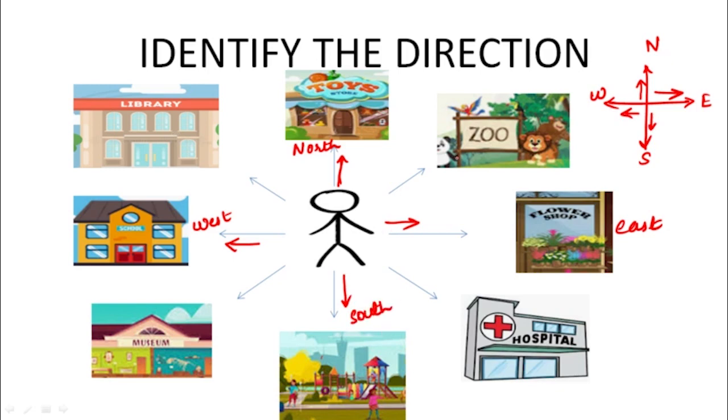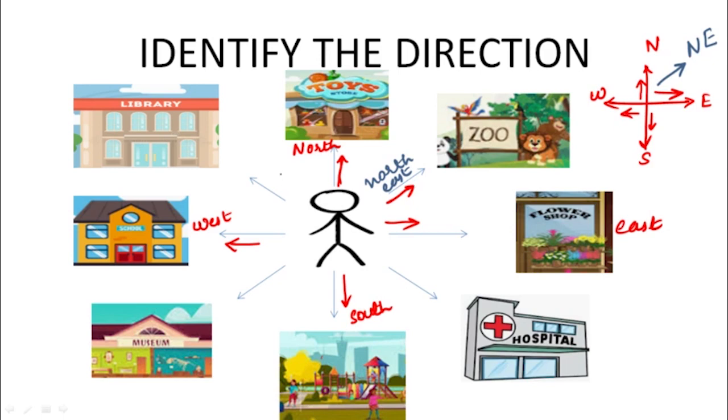Let us look at the remaining places also. There is a zoo. In which direction is the zoo with respect to the person? The zoo is in this direction with respect to the person. What direction is this? In the directions diagram, how will you represent the direction of the zoo? It is like this, right? It is not north, it is not east. It is in between north and east, or you can say it is northeast. NE, that's the short form of northeast. Or I can say that the zoo is to the northeast direction of the person.